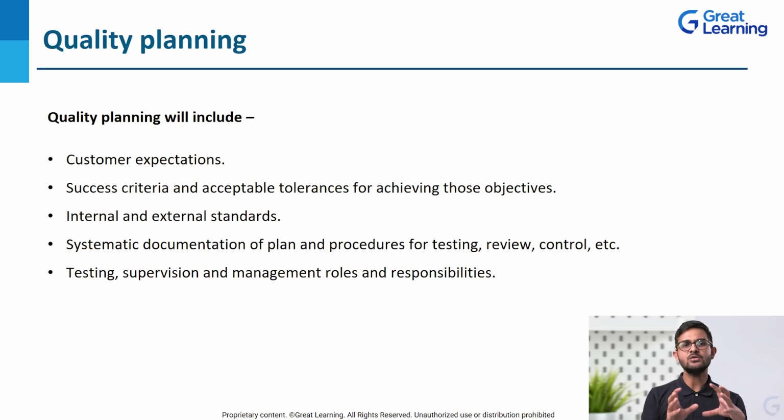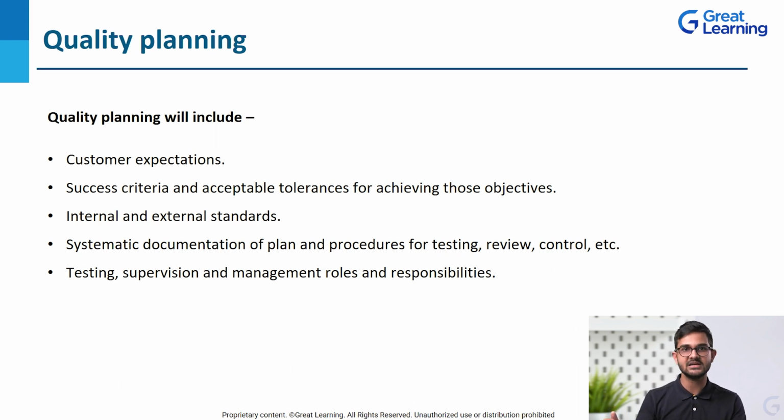All right. Now let's discuss each of these steps, quality planning, quality assurance, and quality control in much more detail. So first of all, let's take quality planning. What is the input when we are talking about quality planning, and what eventually will be the output from this particular stage? So quality planning will include customer expectations. That is one thing. Quality starts with customers and quality ends with customers. That is always there. We have to make sure that we are meeting the customers' expectations, the stakeholders' expectations. Then success criteria and acceptable tolerances for achieving those objectives.